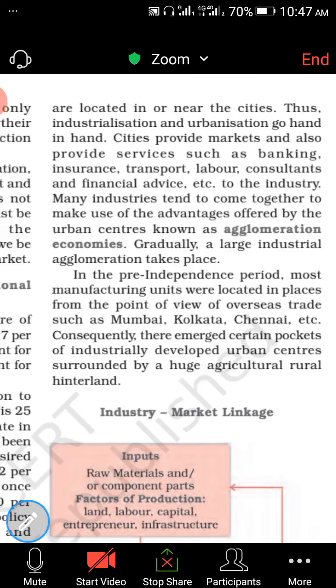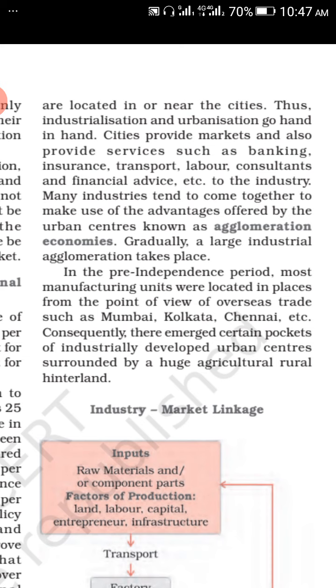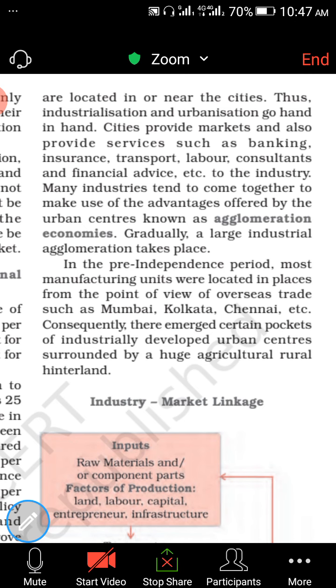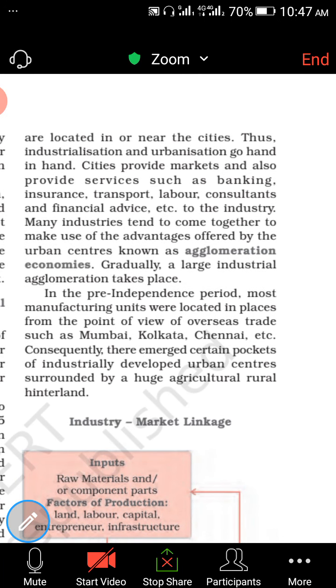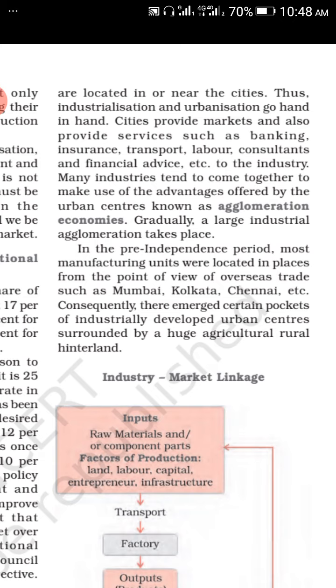Okay, now the next question. Write down: What do you understand by agglomeration economy? Agglomeration economy means that many industries tend to come together and make use of the advantages afforded by the urban center. But you are unable to understand, so I am explaining with the example of Delhi. In Delhi, there are facilities of transport, facilities of insurance, facilities of financial advice. Is it clear?